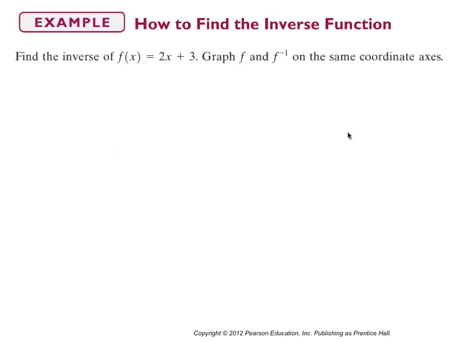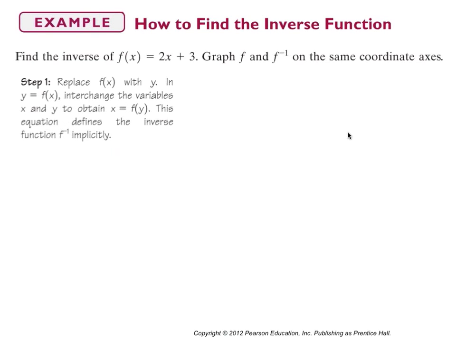Okay, now that we've learned how to verify if something is the inverse of something else, we want to actually be able to find it. So there are several steps that we do in order to find an inverse. Let's say we have f of x equals 2x plus 3. We want to graph f and the inverse on the same coordinate axes.